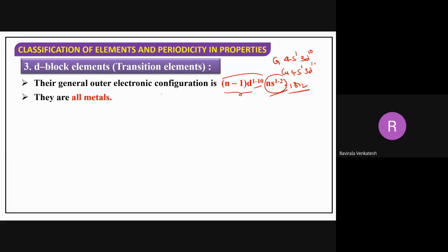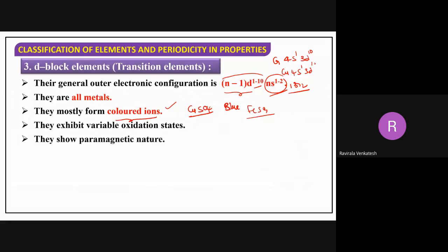They're all metals. Just like s-block elements, these are also metals only. They mostly form colored ions. For example, copper sulfate, which color will it have? Copper sulfate will have blue. If you observe ferrous sulfate, it will have a brownish color. So when they form compounds of ionic nature, they form colored compounds.